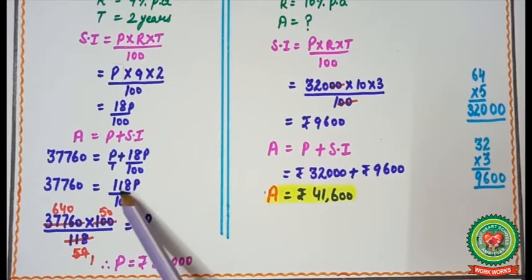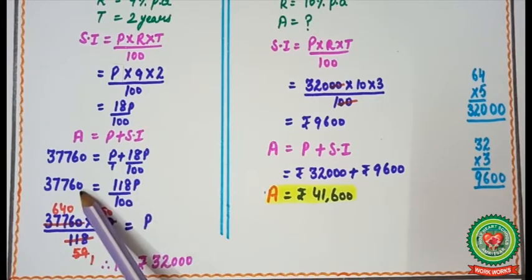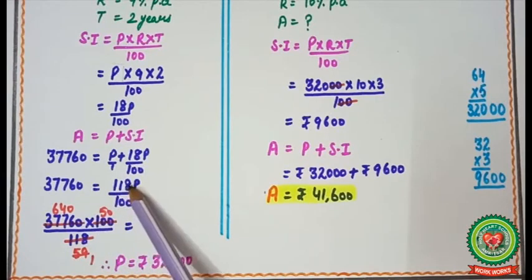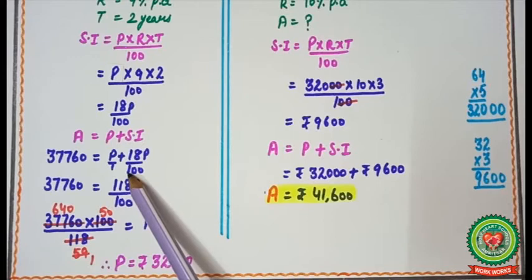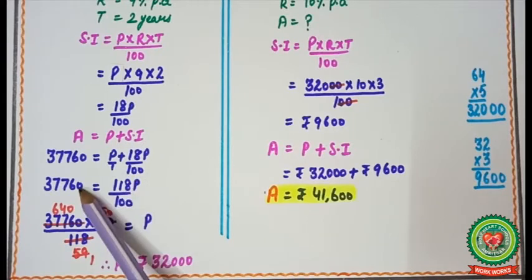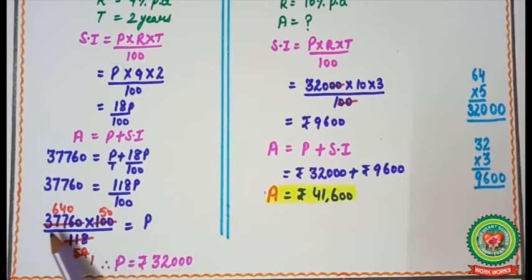Now we have to find the value of P. So we will shift this 100 to the left hand side. It is getting divided here, so when you shift it, it will get multiplied. Also we have to shift 118. This will go to the left side and it will get divided. Now you can see here 37,760 multiplied by 100 upon 118. Now we will do the cutting here. On the table of 2, 118 comes on 59 and 100 comes on 50. And on the table of 59, it will directly cut to 640, right?